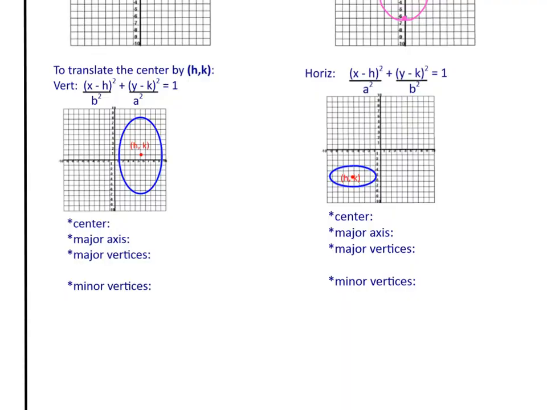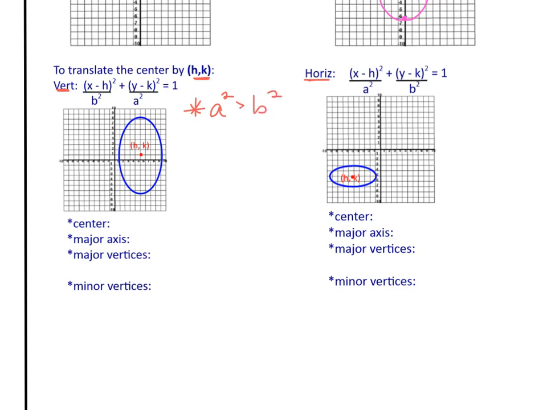Things get a little bit more rigorous when we translate our center to HK. Similar to a circle, you'll know you have a translation if you have a parenthesis with x squared and y squared. As you can see, both of these equations do. Otherwise, it's pretty much just like what we did up above. You'll know if it's vertical or horizontal, again by looking at the bigger number. Remember, a squared is always going to be greater than b squared for these shapes.